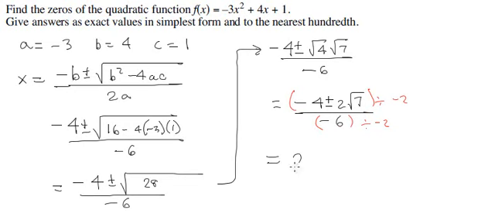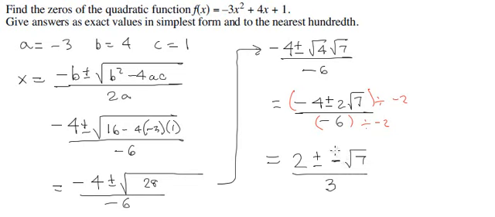-4 divided by -2 is 2. 2 divided by -2 is -1. We get minus root 7. And -6 divided by -2 is 3.